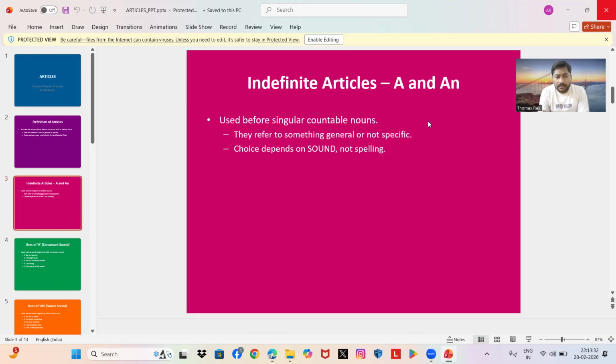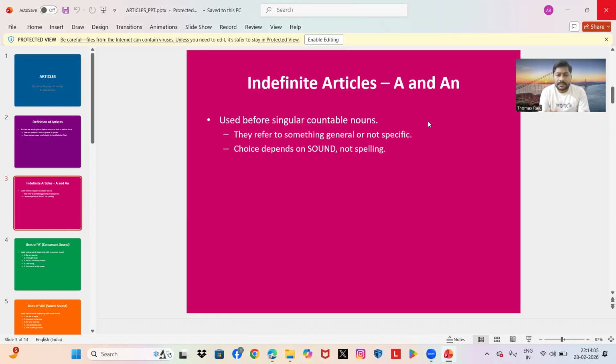What does the article a or an refer to? They refer to something general or not specific. Choice depends on sound, not spelling. Before placing an article, we should not consider the letter; we have to consider the sound. As we all know, there are 26 letters in English, but they produce 44 sounds.